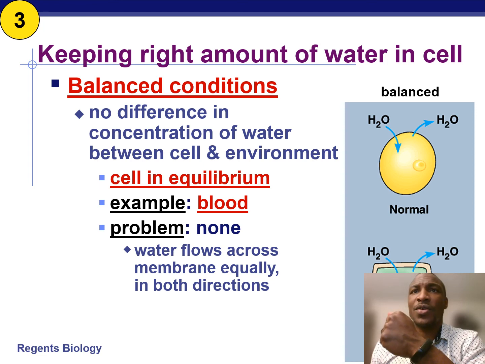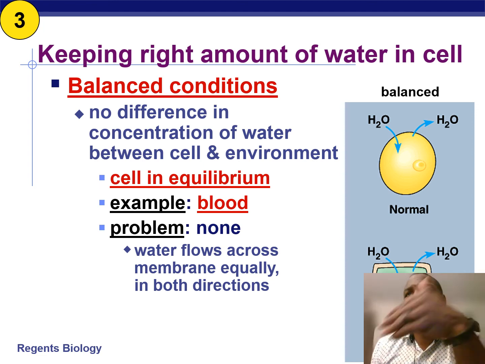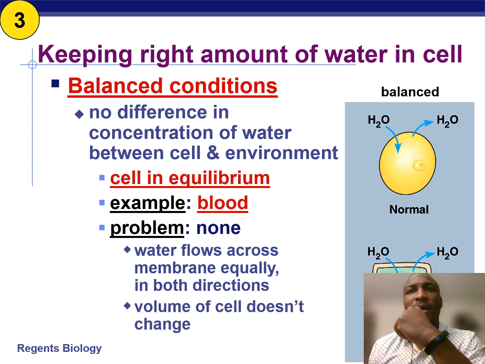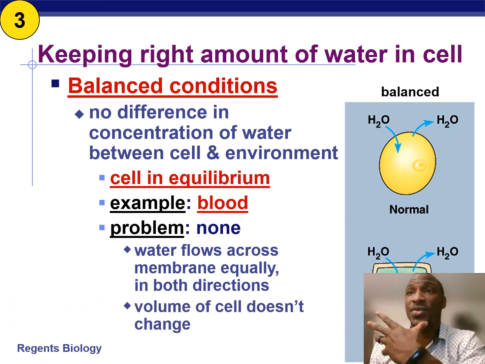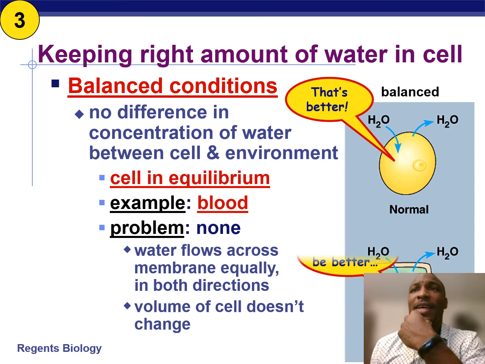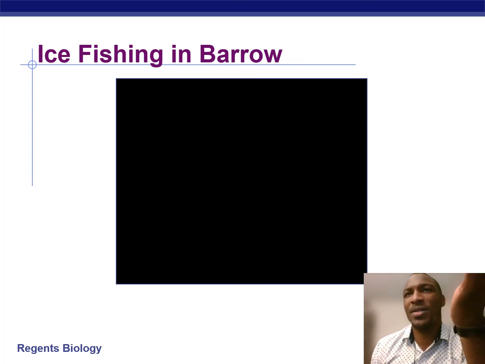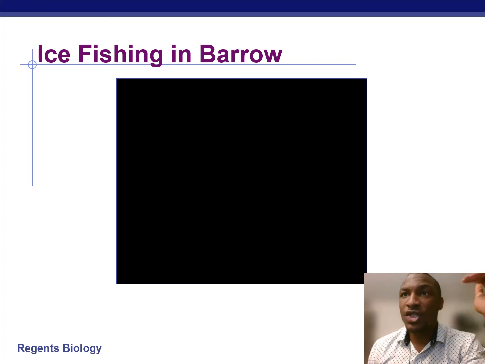Water flows across the cell membrane equally in both directions. You've got 50 going in, 50 coming out. Pretty equal. Good. The volume of the cell doesn't change because you have an equal amount. Yeah, that's better. This one has ice fishing in the barrels. You can't really see it, but don't worry about it.